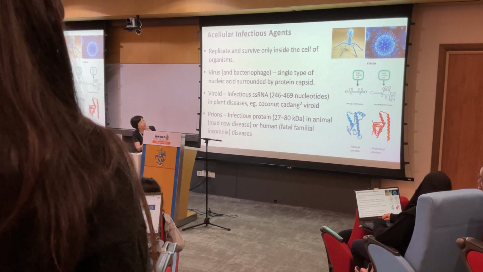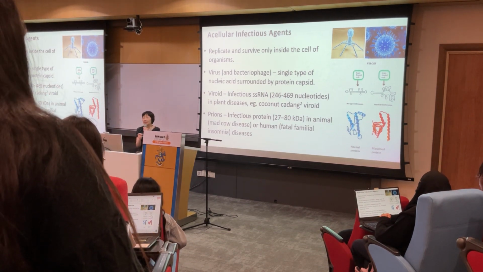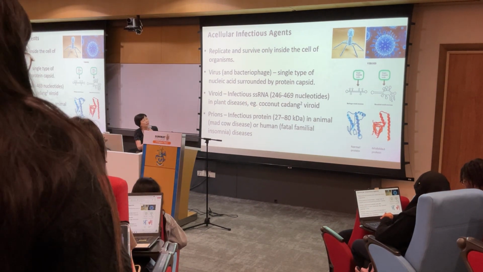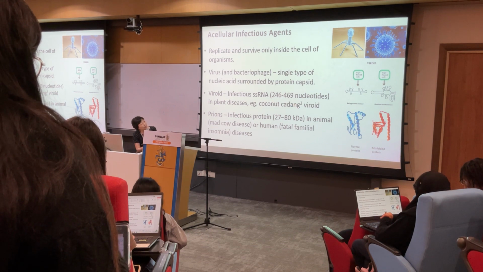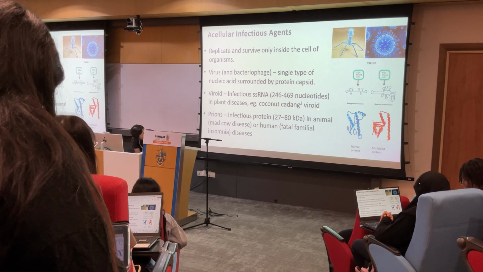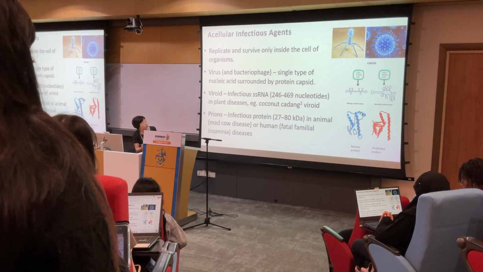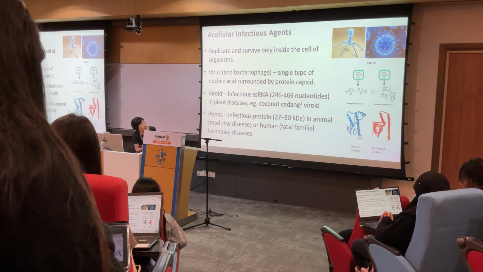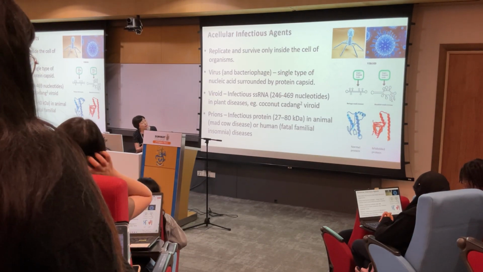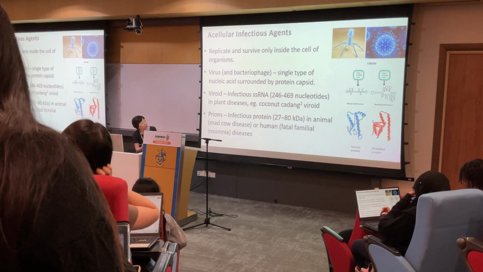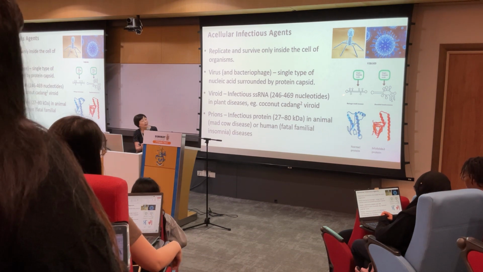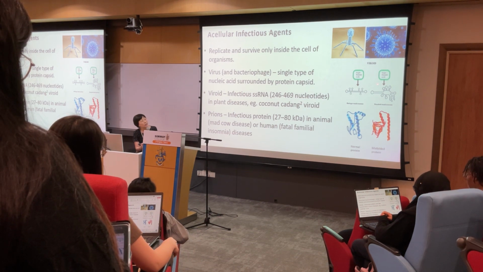And viroids, we also classify as infectious agents because a viroid can cause disease in plants. For example, this one called coconut cadang-cadang viroid. They make the coconut tree very sick. They are infectious. And this viroid, we don't call it a virus because it has a very simple form. It exists as a single-stranded RNA like this, folded into a secondary structure.